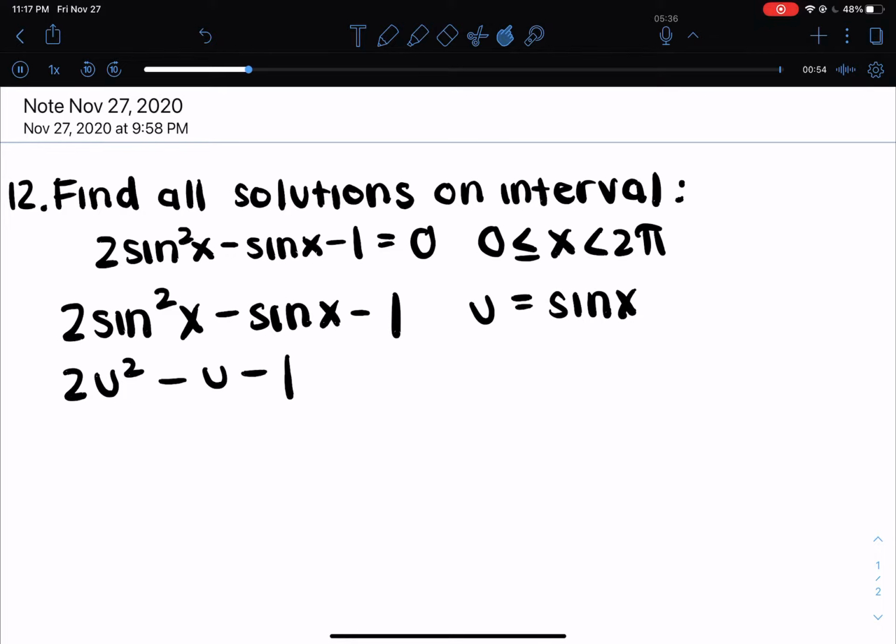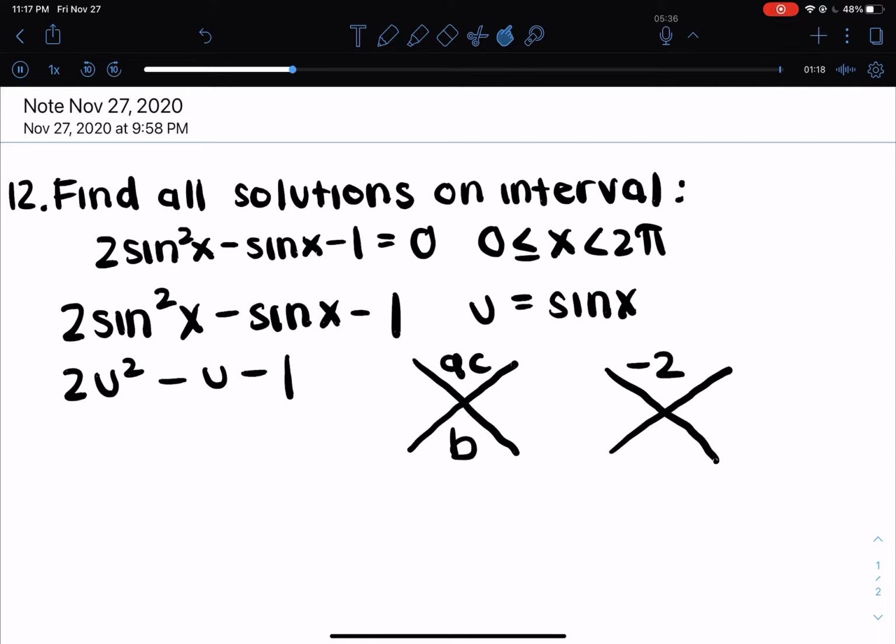Okay, so the way I like to factor is this method I learned called the diamond method, where you multiply a and c on the top part of this portion, and you grab b at the bottom portion. So over here, you can see 2 and negative 1. So 2 times negative 1 equals negative 2 in this top portion. And you can see b is negative 1 right here, so it will be negative 1 at the bottom portion.